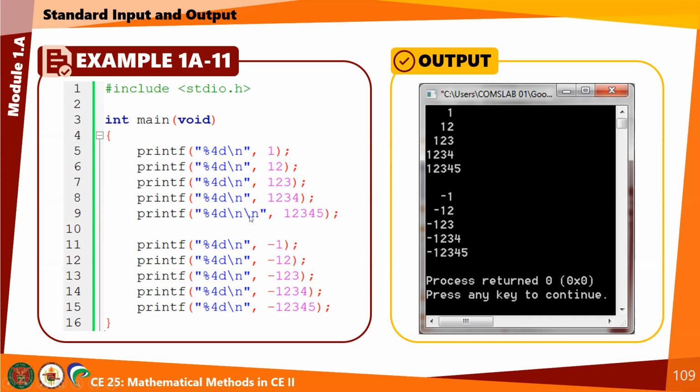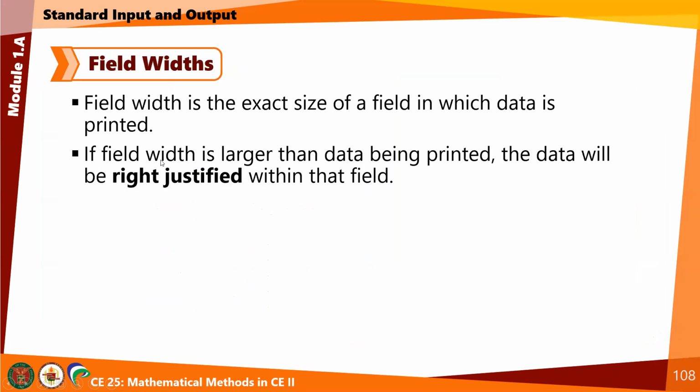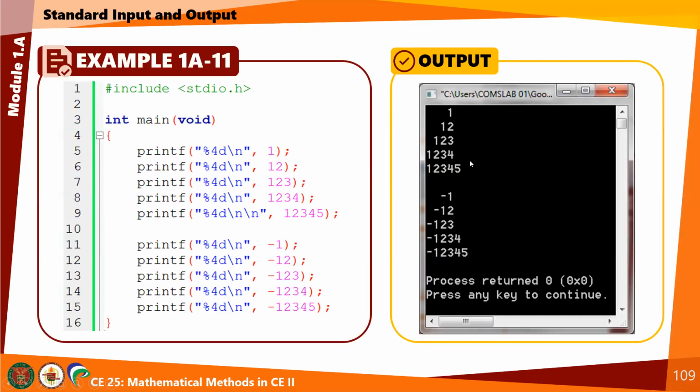And you can understand this one. Anong nangyari dito? %4D. Again, yung nangyari is if the field width is larger than the data being printed, the data will be right justified within that field. So this is right justified within that field. Okay. Again, this is what happens. So very straightforward naman.